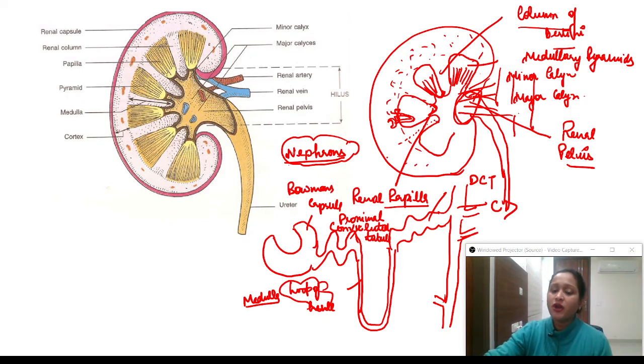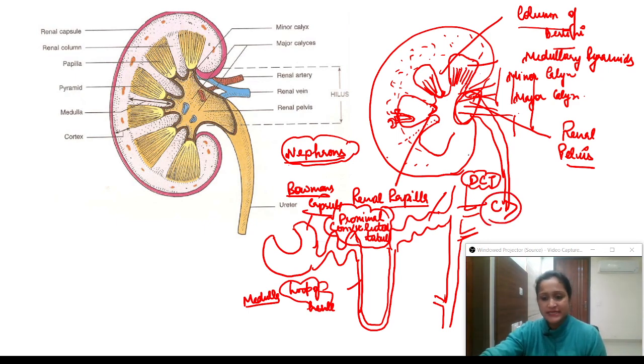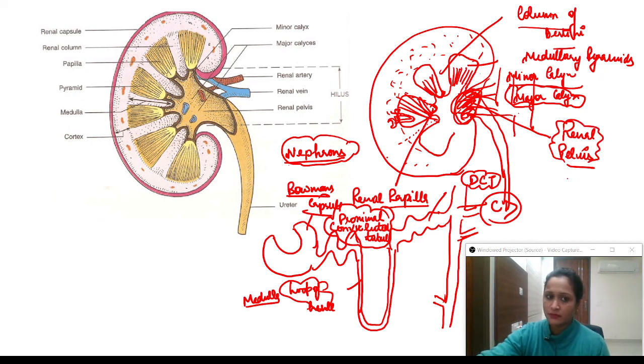So in the cortex region, the Bowman's capsule, proximal convoluted tubule and distal convoluted tubule, these three parts are present, whereas the loop of Henle is present in the medulla region, and the collecting duct is present in the cortex as well as in the medulla region. Numerous collecting ducts are coming here, and they are going to make the minor calyx. Then further the minor calyx will form the major calyx. And here a funnel-shaped structure is there, which is known as the renal pelvis. So this is all for today.